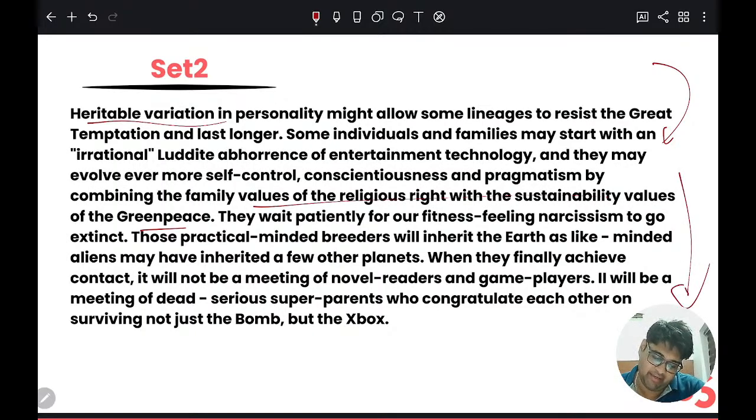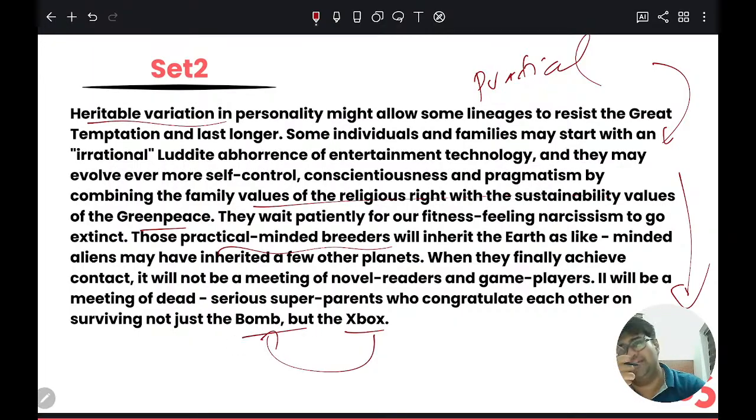See, on every planet there would be these practical-minded people, so these practical-minded people will make a way to go there and inhabit. And then the next generation would be shaking hands, congratulating each other on surviving not the bomb but the Xbox. And then they are saying that the Xbox is really more problematic than the bomb. People are focusing on their own pleasures instead of the bigger picture.